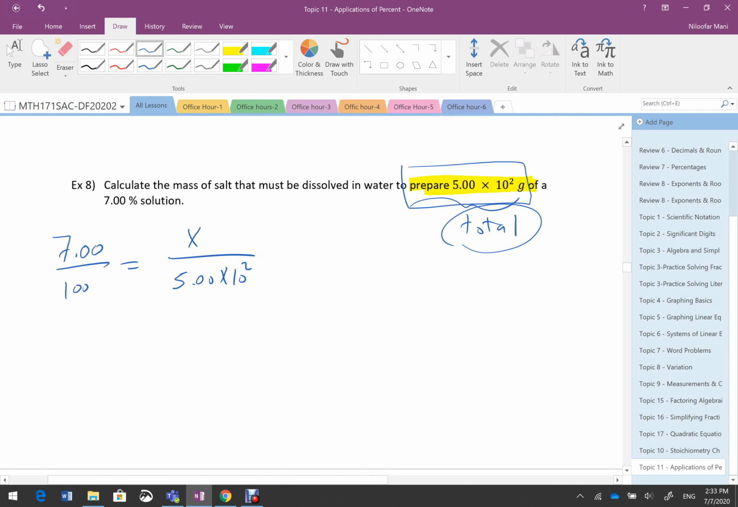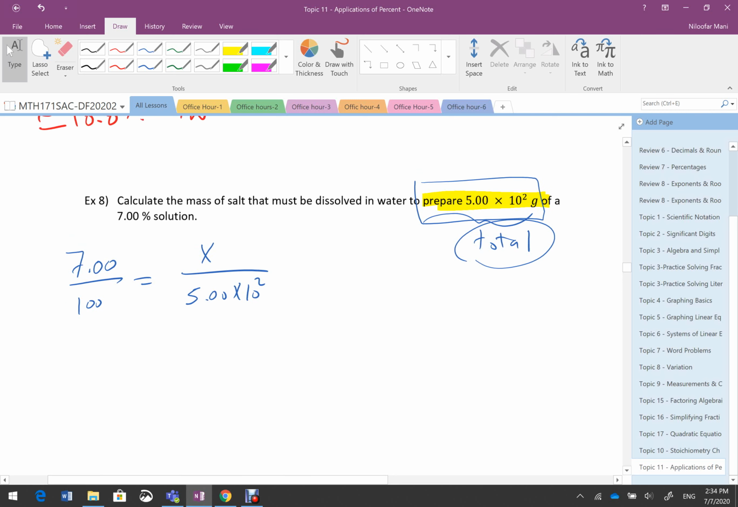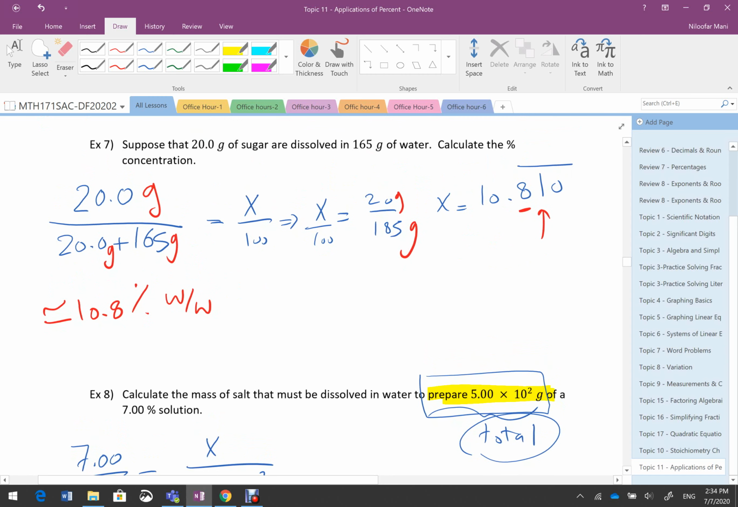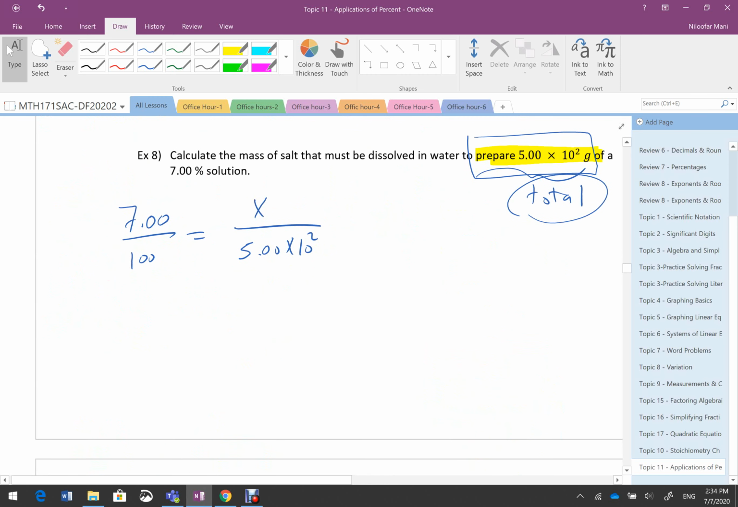I don't need to add here because I know that's total. But in the previous problem, I didn't know the total; I had water and sugar separately, so I had to add them. So here, x is 35 gram. Based on the number of significant digits that you see, you can have 3 significant digits. So this many grams of salt.